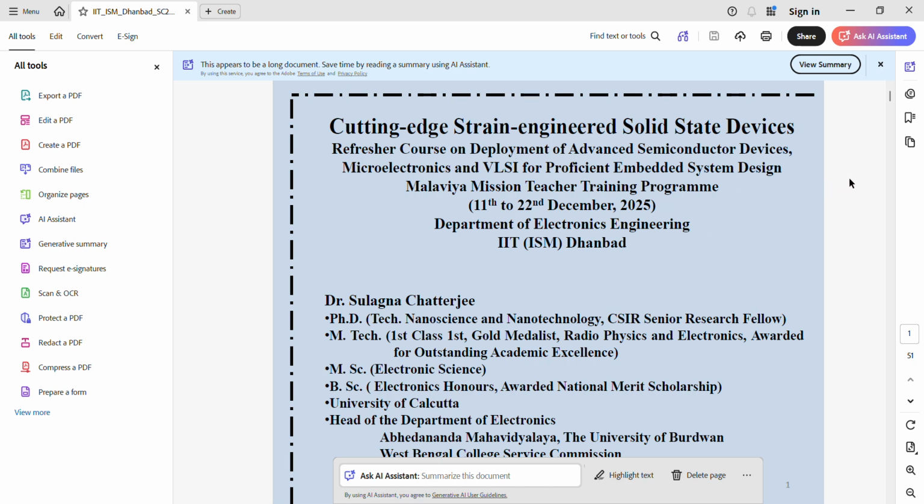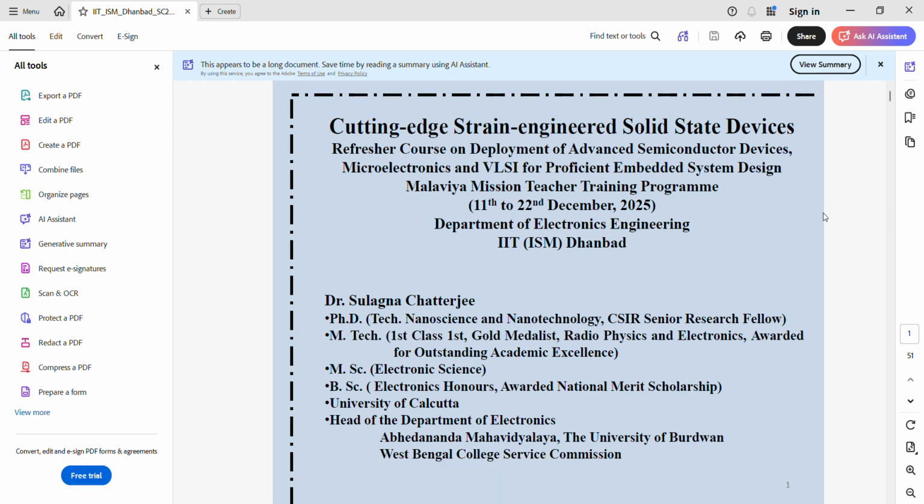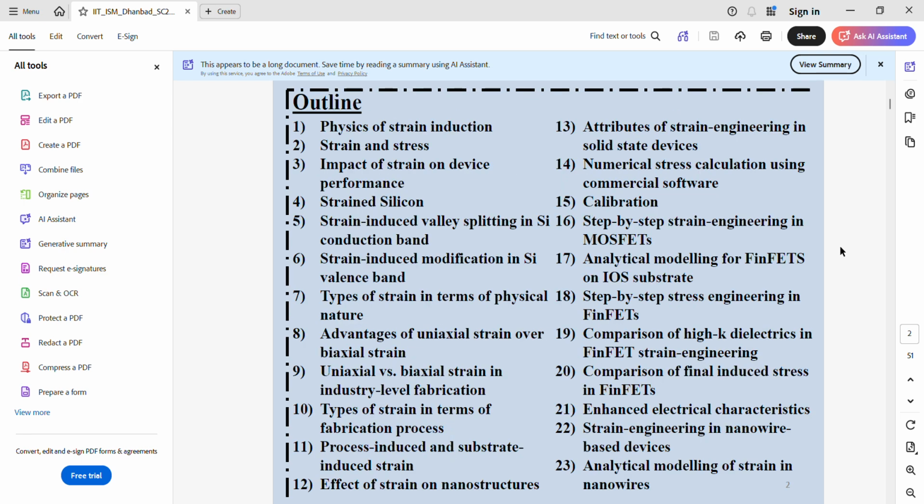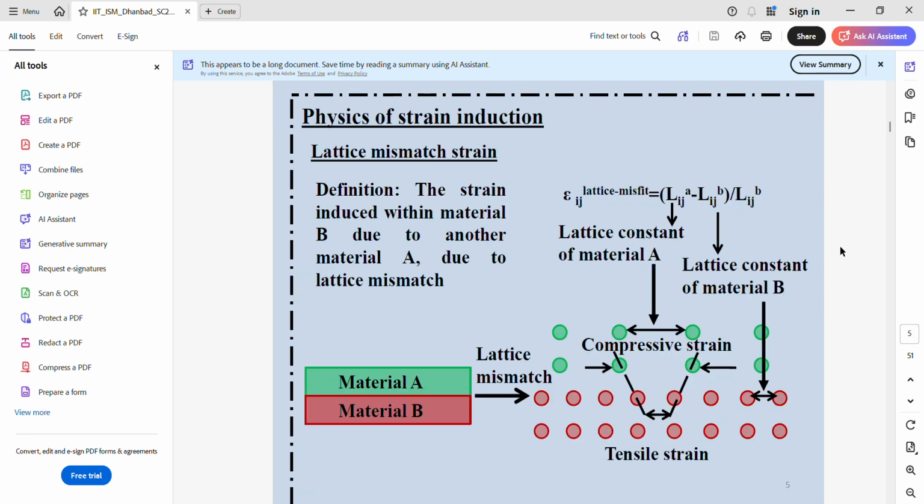Hello and welcome to Cutting Edge Strain Engineered Solid State Devices. This is the topic of my research and my interest for the past 12 years.